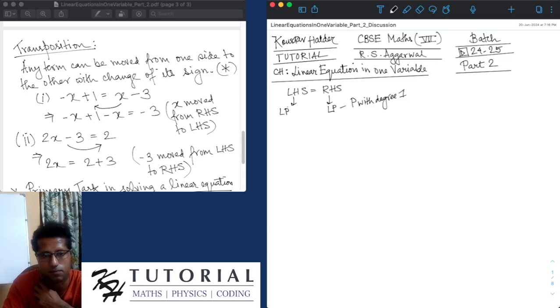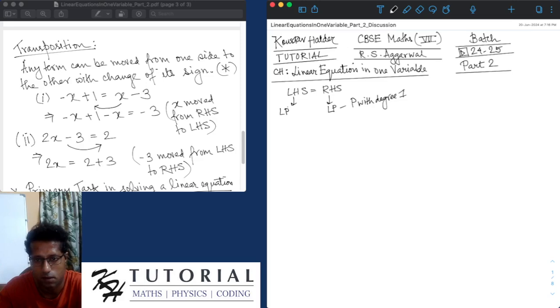Similarly, in the second example, the equation was 2x minus 3 equals 2. And if we move the constant term minus 3 from the LHS to the RHS, it becomes 2x equals 2 plus 3. So the constant term was minus 3 in the LHS, and when we moved it to the RHS, it became positive 3.